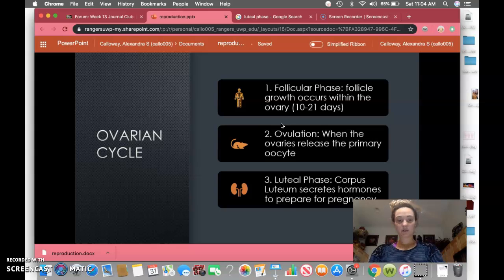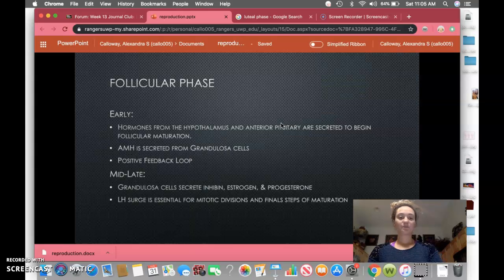And then the third phase of this cycle is the luteal phase, which is when the corpus luteum secretes hormones to prepare for pregnancy. And the dominant hormone in this phase is progesterone, but there's also some estrogen mixed in there as well. Now we'll go into more detail about these three phases.